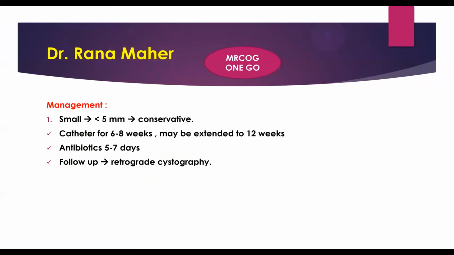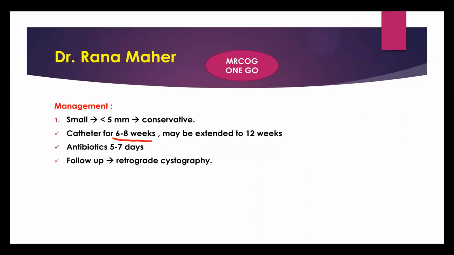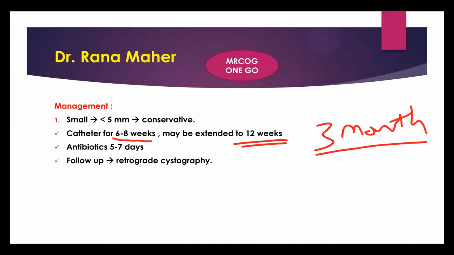How are we going to do the conservative management? Catheter under coverage of antibiotic. The catheter will be for 6 to 8 weeks, take care of the timing, and may be extended up to 12 weeks, 3 months. We will give the patient antibiotic not for the whole period, but for 5 to 7 days. But if this patient comes for follow-up and you notice that we may have a UTI, you can prescribe antibiotics again.